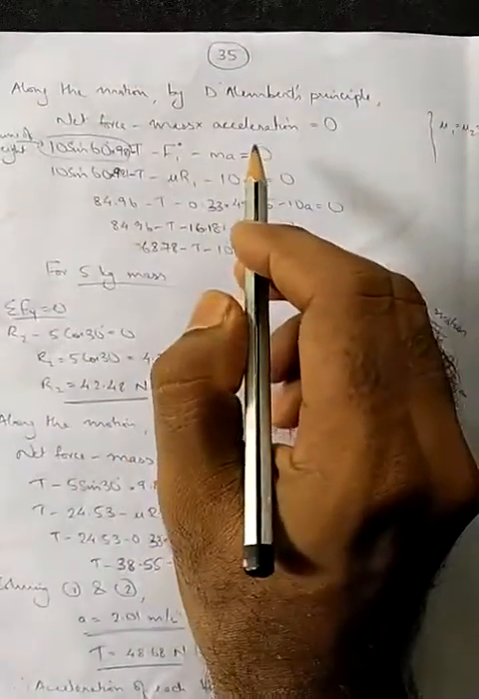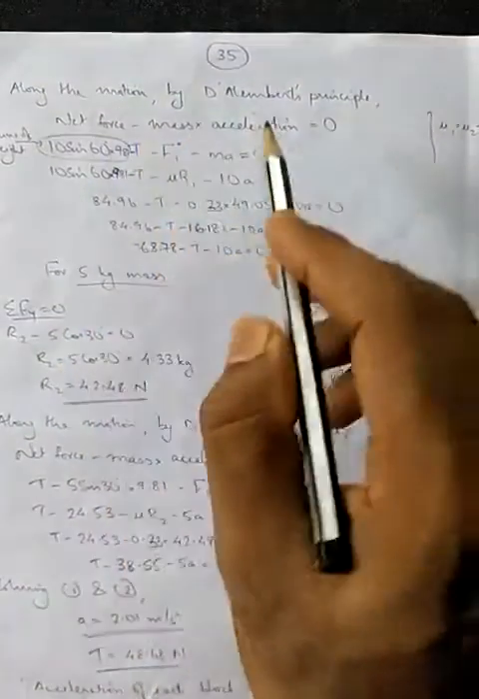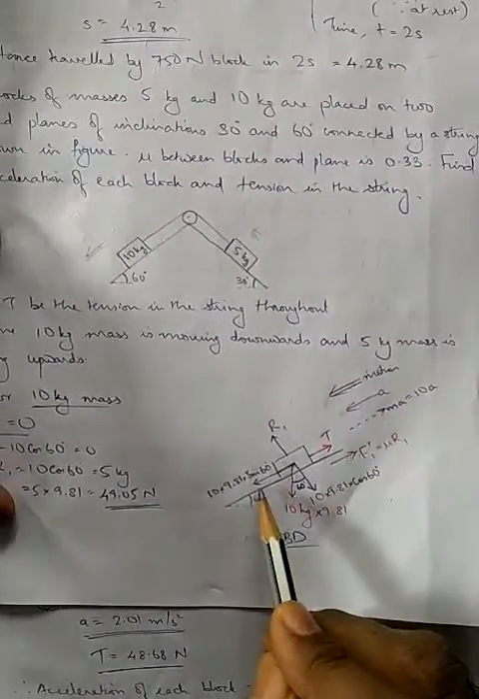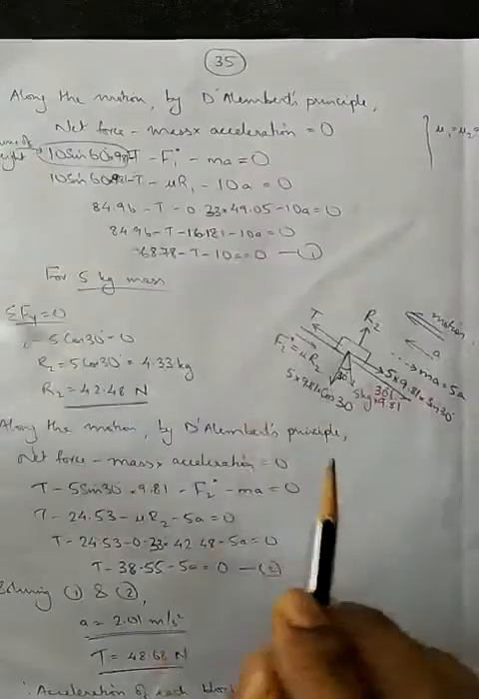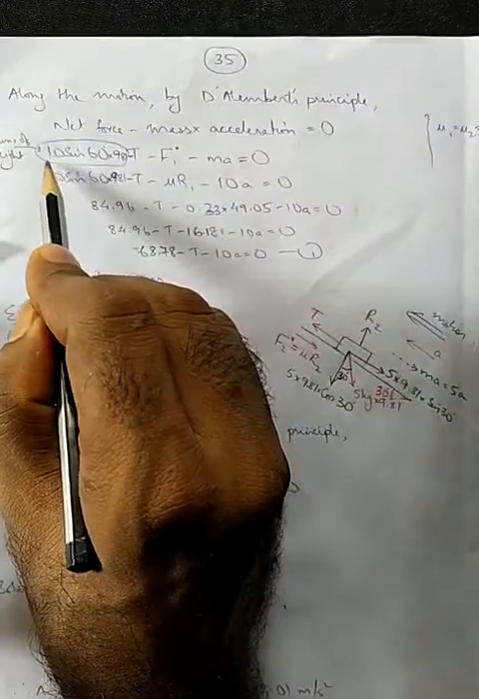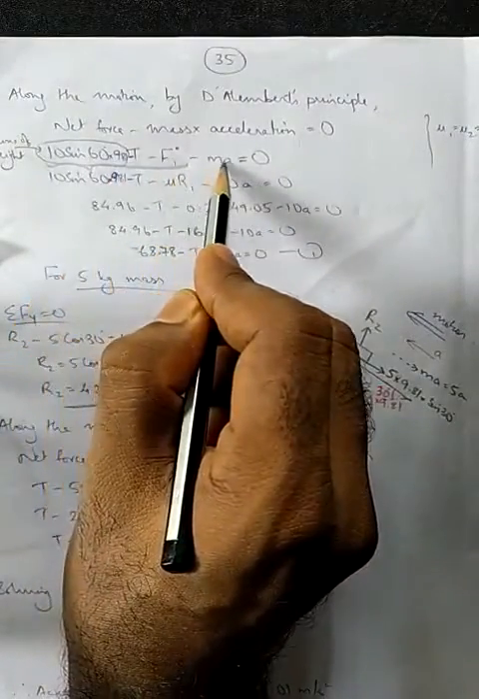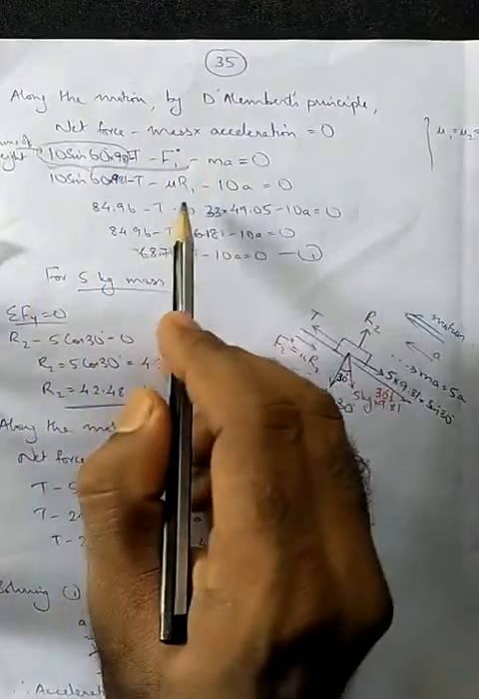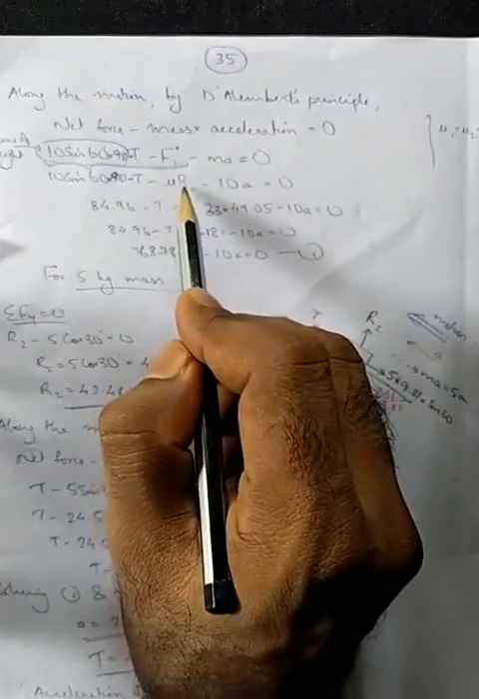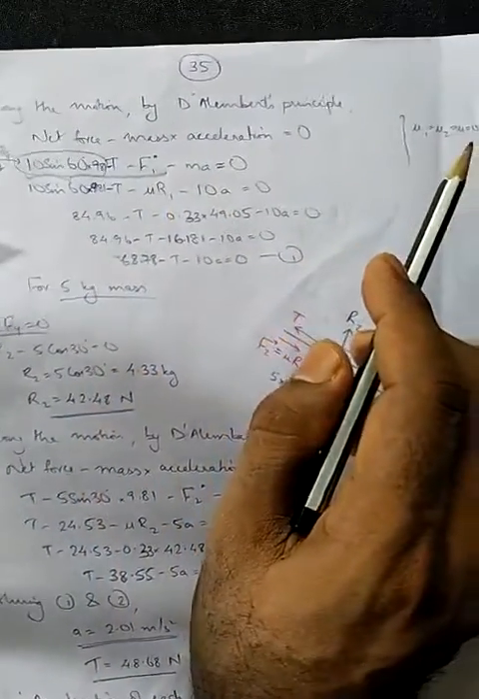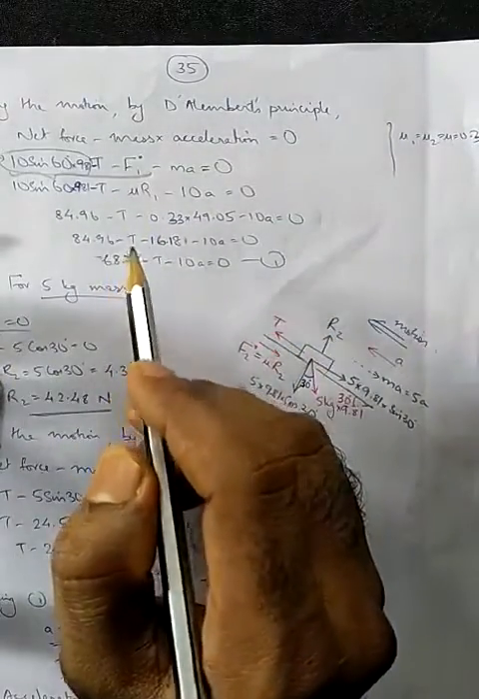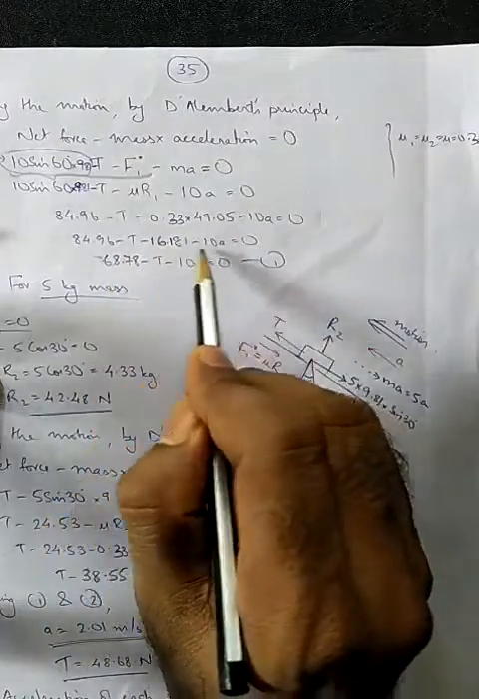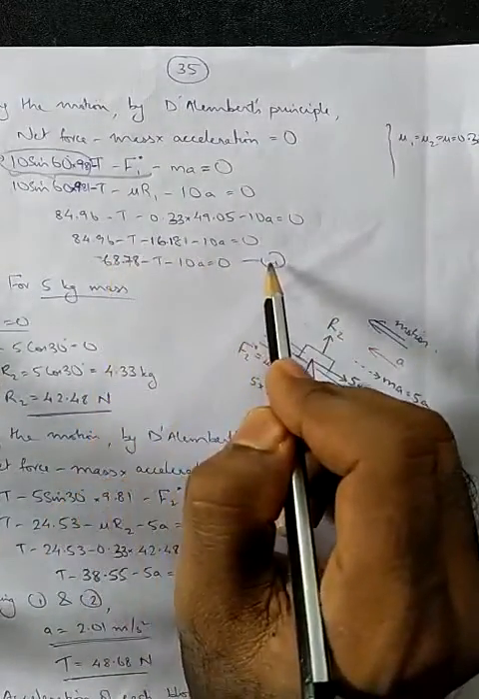Now by applying D'Alembert's principle, net force minus mass into acceleration equal to 0. What is the net force in the direction of motion? 10 into 9.81 into sin 60 minus T minus F1 star. So up to this it is okay. Minus mass into acceleration equal to 0. So what is F1 star? F1 star is mu into R1. Mu value is given as 0.33 and R1, we already calculated the value of R1, which is 49.05. Substitute all those things in the equation and you will be getting equation 1.